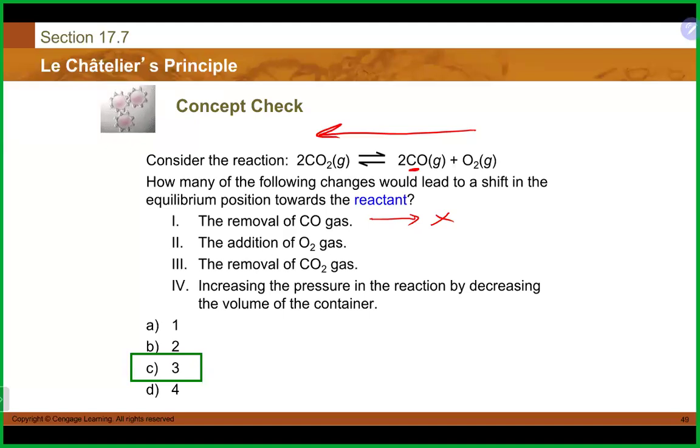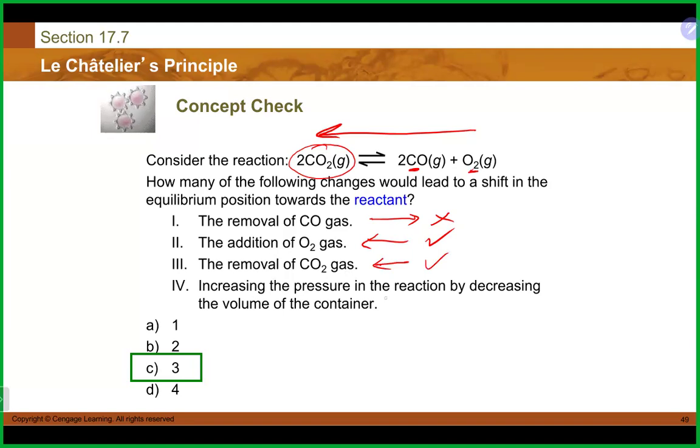If we add more O2, O2 is over here as a product. When we add, it goes away from that side, and it would cause the equilibrium to shift to the left. So that would do it. The removal of CO2. So CO2 is over here. When we remove something, it goes towards that side. So this will cause the shift to the left. So that would do it.